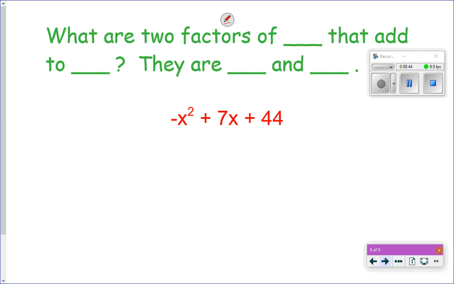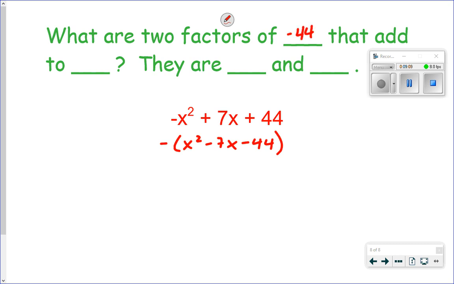All right, last one. I've got negative x squared plus 7x plus 44. So first step, look for negative. I'm going to take that out. Everything changed signs. All right, next look for greatest common factor. Don't have to this week. Next step, multiply A and C. 1 times negative 44 is negative 44. And we're looking to add to negative 7. Okay, so that means we are finding factors of negative 44.